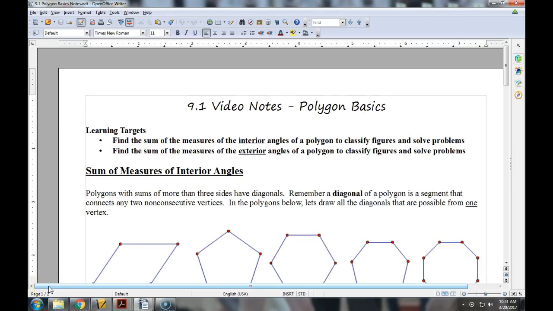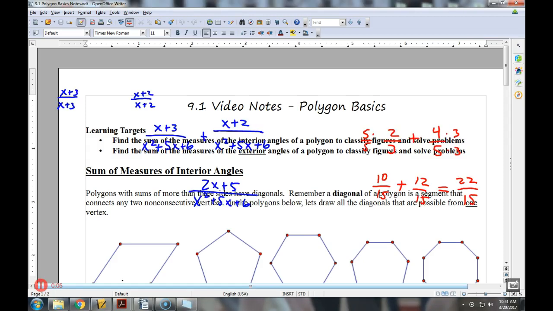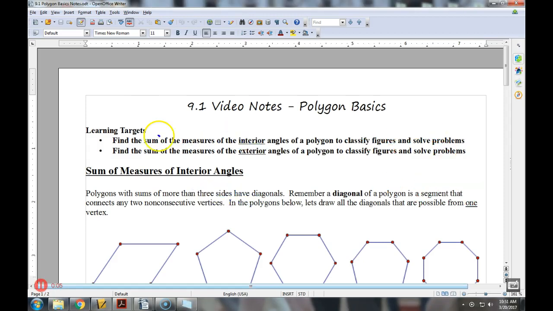Alright, 9.1 video notes, Polygon basics, a couple learning targets up here at the top. Find the sum. Remember, sum means you're adding. So add up all the measures of the interior, or the inside, angles of a polygon. And then we've got to do the outside as well. I'll give you two different ways to do this.